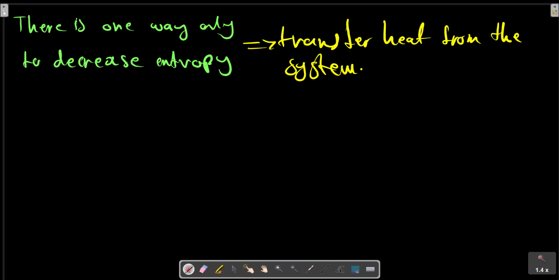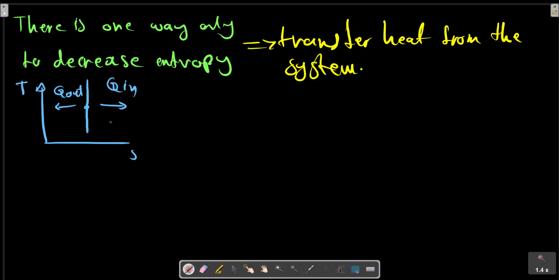These changes are illustrated schematically in, for example, this picture on the TS diagram: Q out, Q in, generation, decrease, increase.